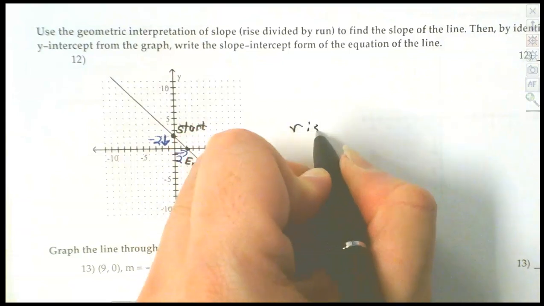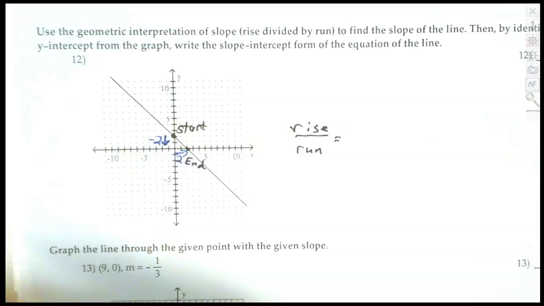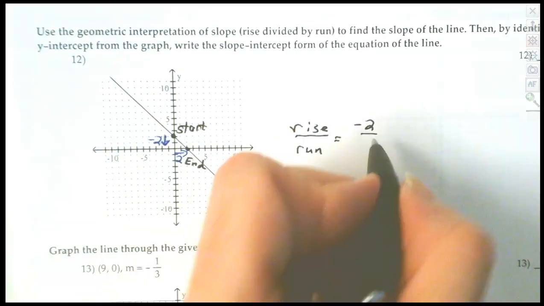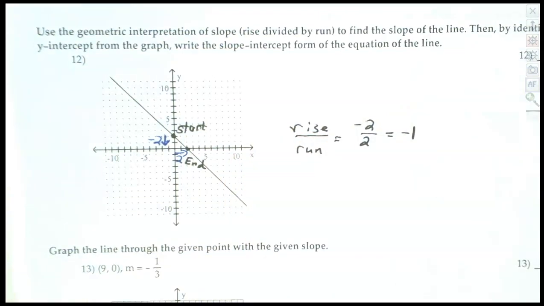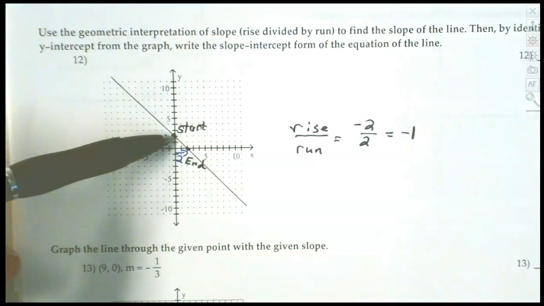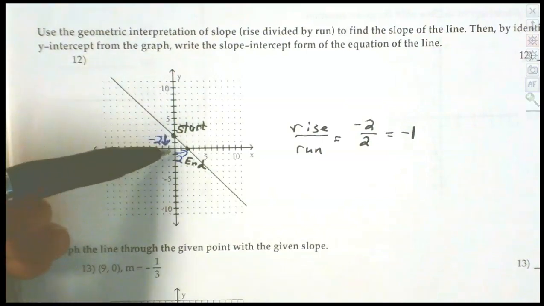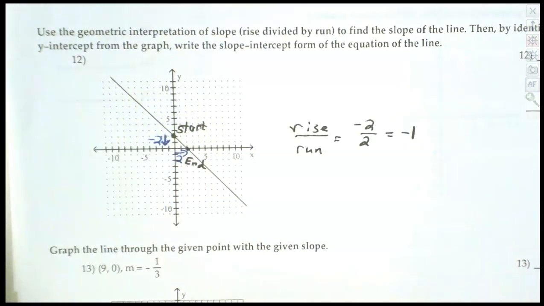Slope is the rise over the run. So we had to go down 2, so it's negative 2, and then went over 2, and that reduces down to a negative 1. Is everyone okay with that? Right? So I just counted the number of units to get from this point to this point. We have to go down 2, so that's negative 2, and over 2 to the right. That reduces down then to a negative 1.